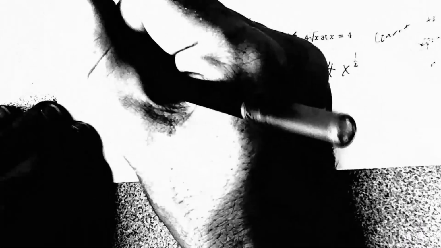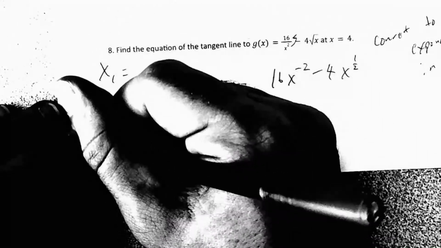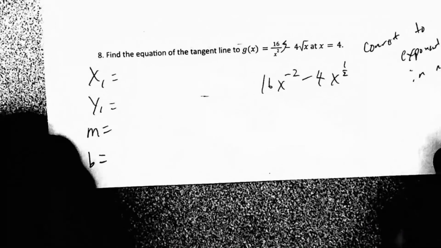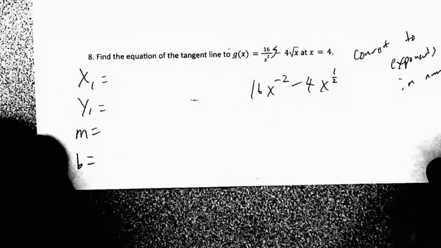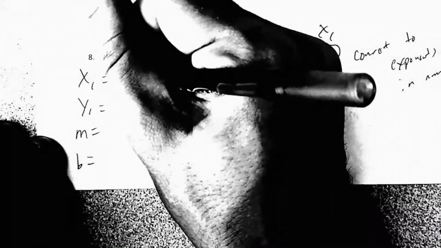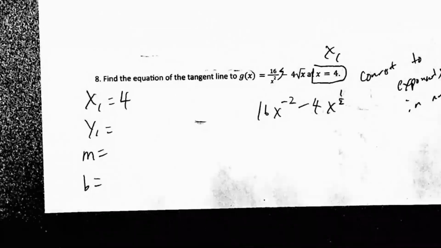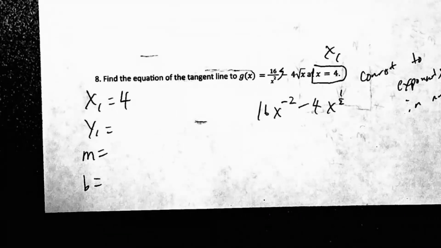And I'll set up the situation. So we need to find a pair of coordinates, which we already are given one of them. And then we need to find our derivative. And then our b, optional. I'll talk about that too. So our x1 is given to us. That's right here. This is x1, our first coordinate. Let's find y1. So to find y1, we need to evaluate f of 4.